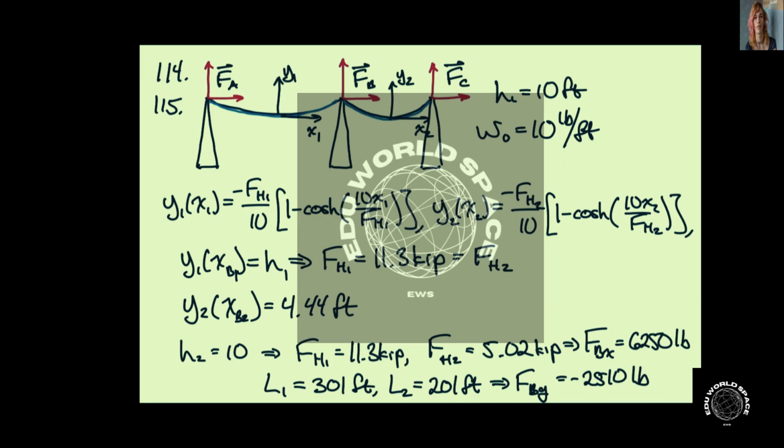Well, we still get this value here. There's nothing changed with that. But now if we plug in that h2 is 10, so y2 at 100 feet needs to be h2, we can find FH2 here, again numerically, and we'll find that it is 5.02 kip. And subtracting these two, we get a net force on this of 6.25 kip.